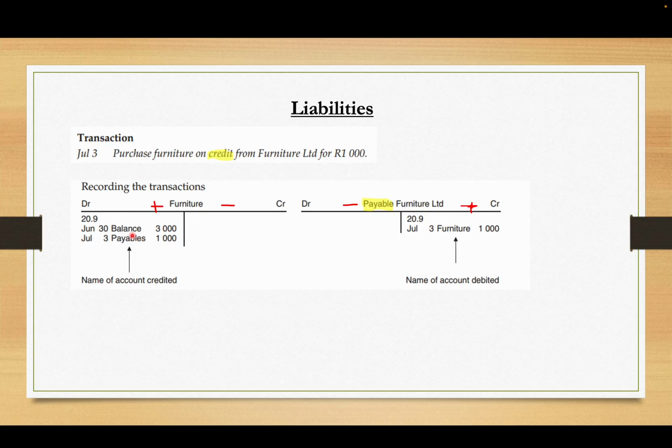Your country account must make sense. Me buying the furniture on credit, it affects two accounts. It affects furniture and also affects payables, right? So that's why you can see a 1,000 rand increase of furniture, and which account? Payables, on the 3rd of July 2009.